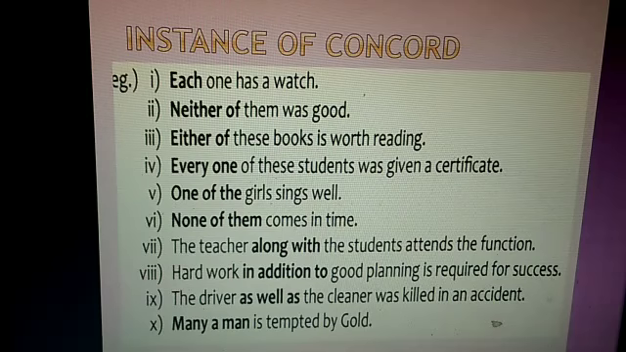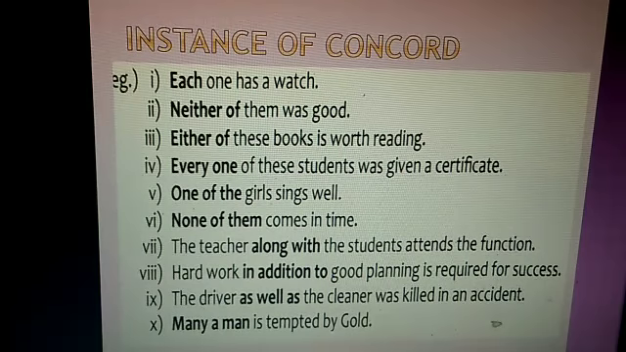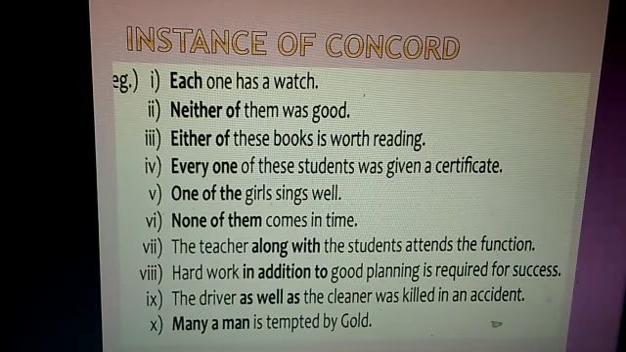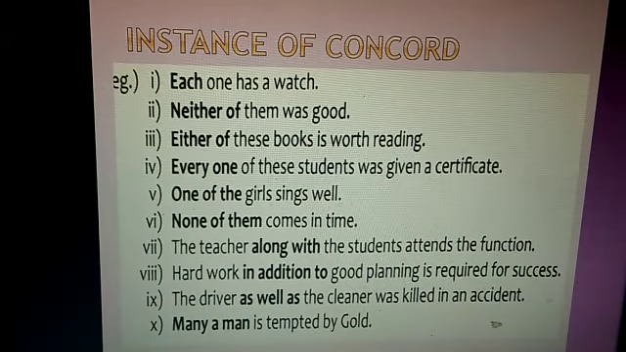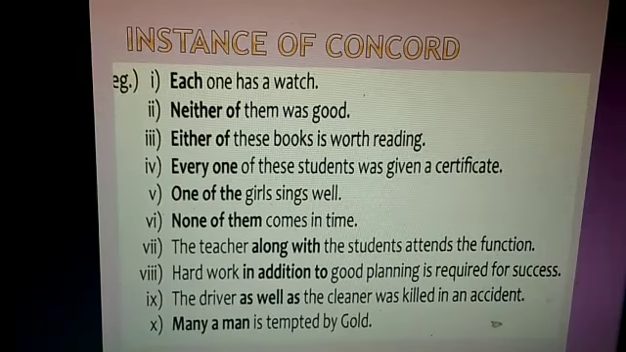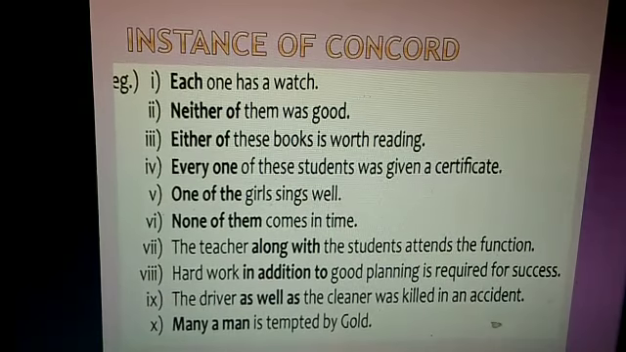Ninth one, the driver as well as the cleaner was killed in an accident. When and comes, it will be are, were killed. But here as well as means it becomes a single unit. The driver as well as the cleaner was killed in an accident. Lastly, many a man is tempted by gold. So with many a man we also use a singular verb only.